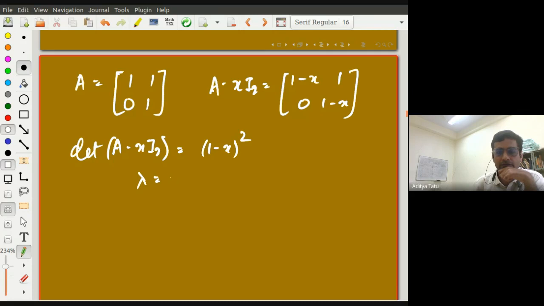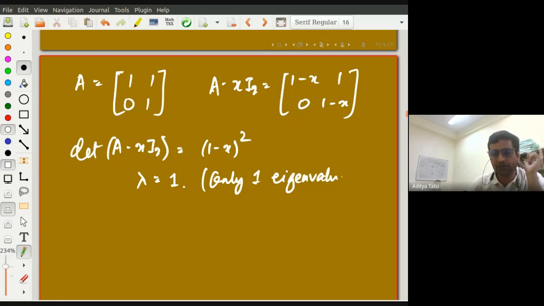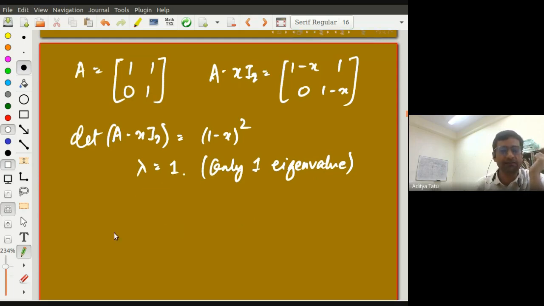So x is equal to 1. Only one eigenvalue, right? Okay, remember, even though the number of eigenvalues is less than n, you can still have n linearly independent eigenvectors. I'll give you an example of that soon. Okay, for this eigenvalue, what are the eigenvectors? A minus 1 times I2. What is that matrix?